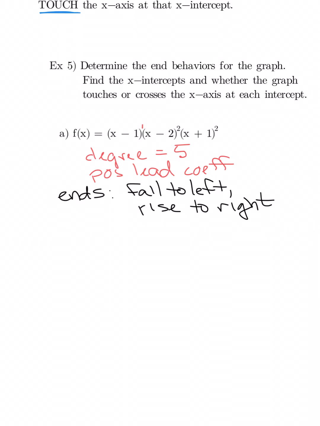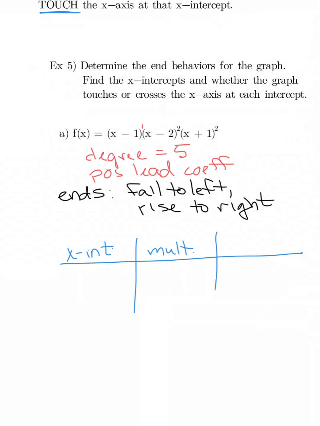The other thing we are supposed to do is find the intercepts and whether we touch or cross at each intercept. So let's find the x-intercepts. We're going to just set up a table here. We're going to think about the multiplicity for each one. And then we're going to decide based on that, will we touch or cross?